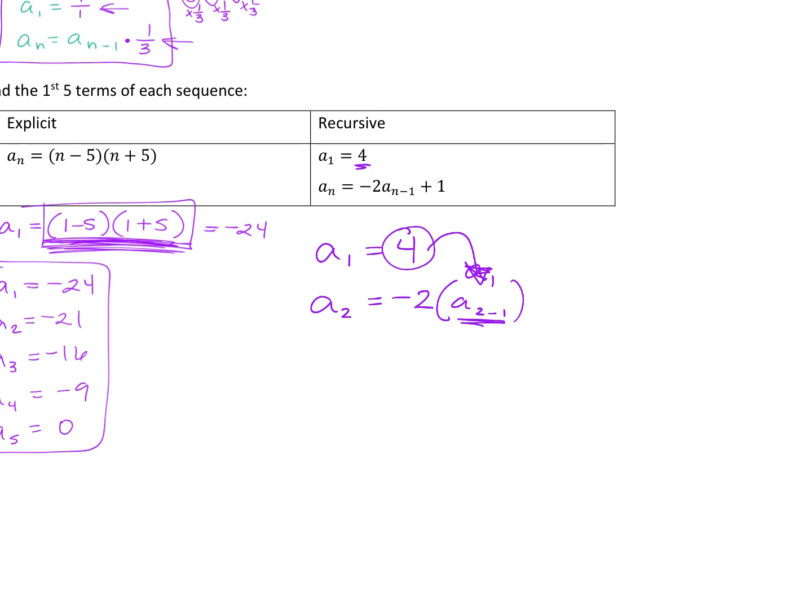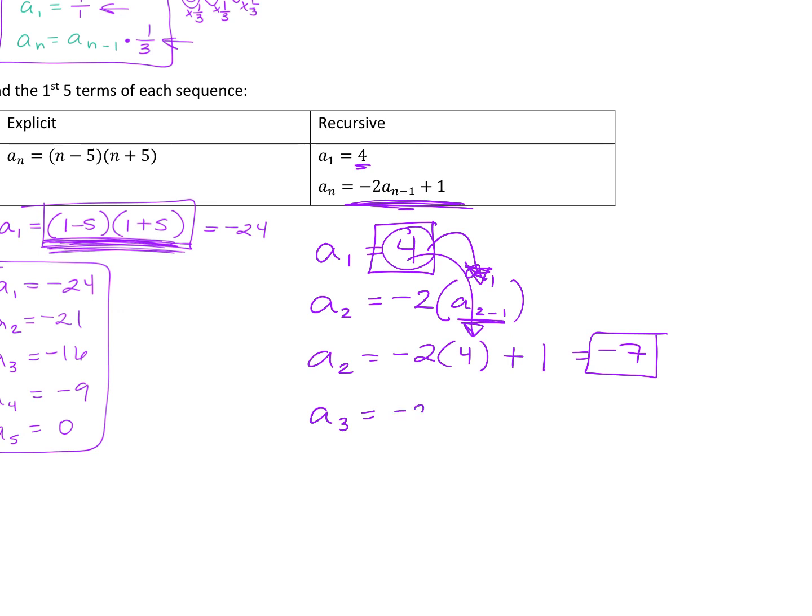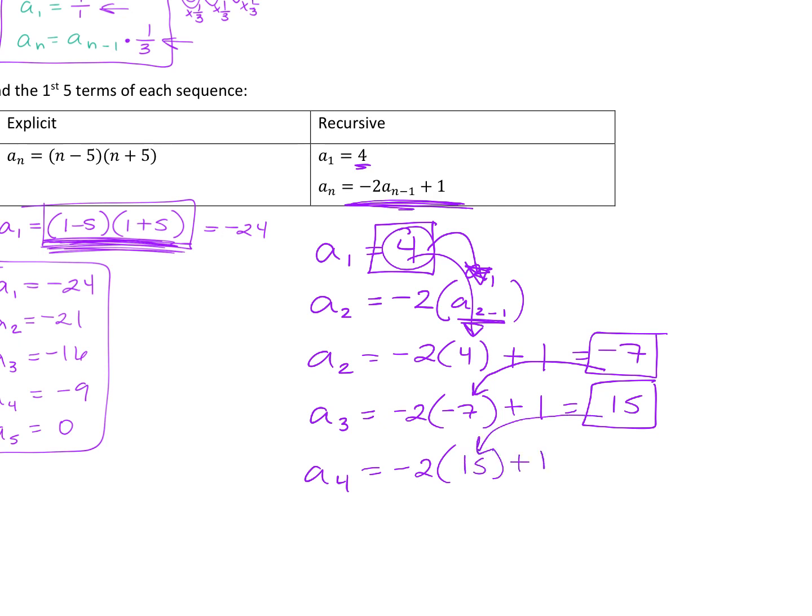So it's negative 2. I'm going to rewrite it here. Negative 2 times 4 plus 1, right? I'm just plugging into the formula. You get negative 8 plus 1, so negative 7. Okay, so you got your first term. You got your second term. A sub 3 is negative 2 times what? Negative 7, the term right before it, plus 1. So positive 14 rather, plus 1 is 15, okay? A sub 4 is negative 2 times what? 15, the term right before it, plus 1. So negative 30 plus 1 is negative 29.